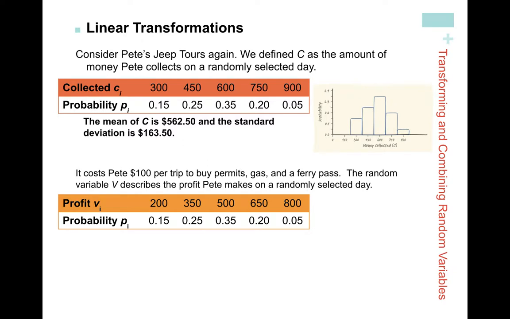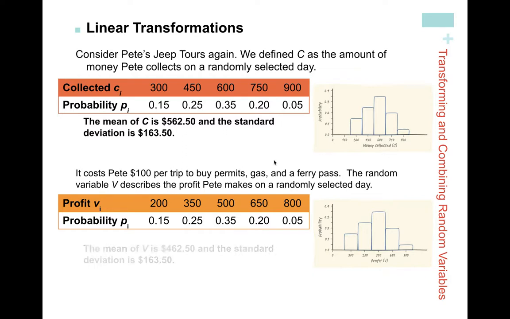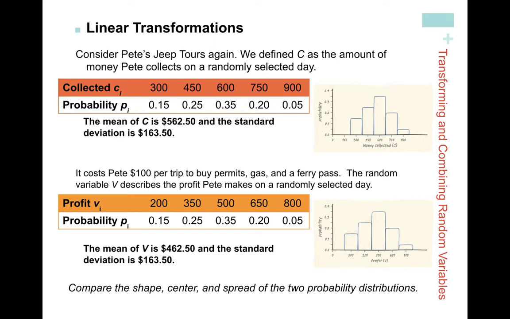So what is his profit, capital V? Well, his profit is just, again, a linear transformation of capital C. We just take each one of these values and subtract 100. And there you have it. Shape is exactly identical. What did we do? We just took this entire distribution and shifted it to the left by 100 units, or $100. You can see that the two distributions are identical in shape and spread.